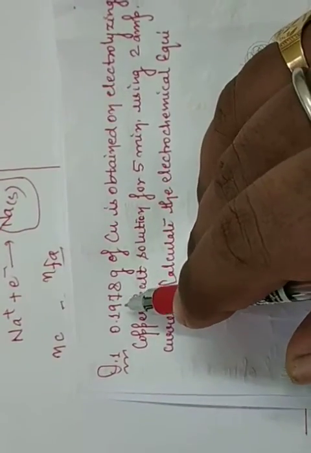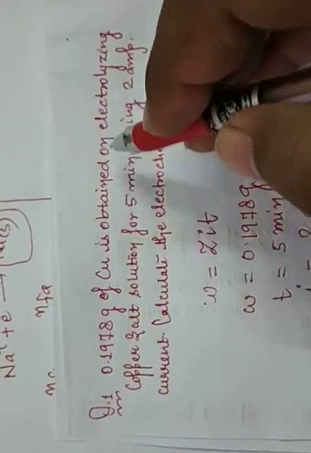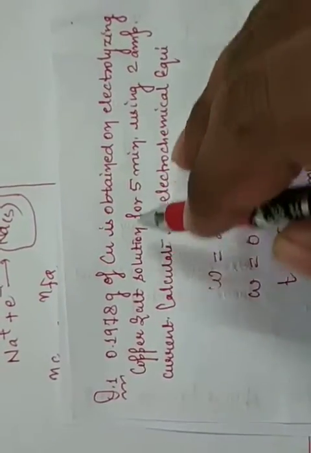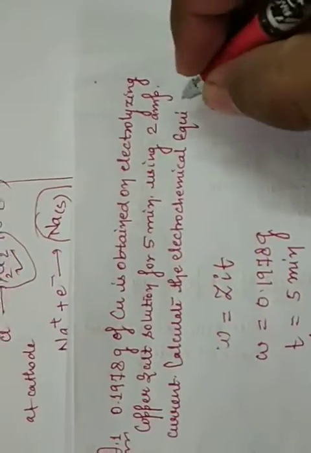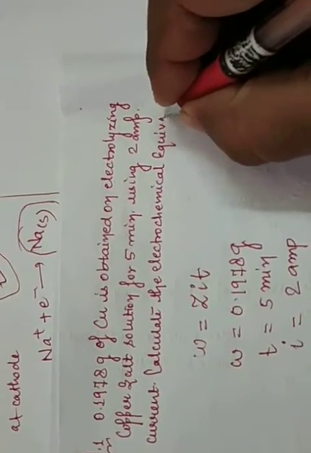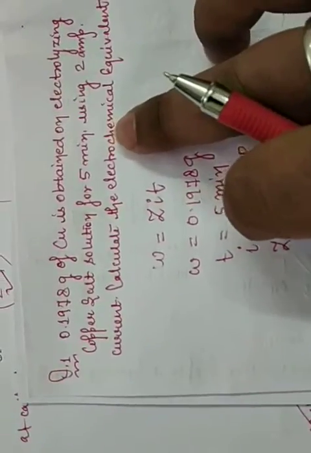Now the first numerical is: 0.1978 gram of copper is obtained on electrolyzing copper salt solution for 5 minutes using 2 ampere current. Calculate the electrochemical equivalent. Clear? Okay, now you know the electrochemical equivalent is Z.